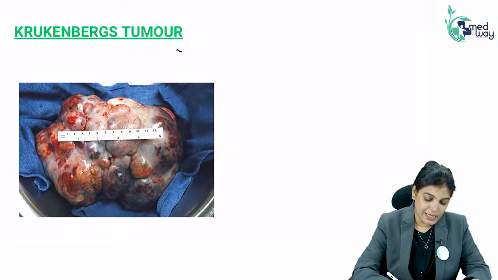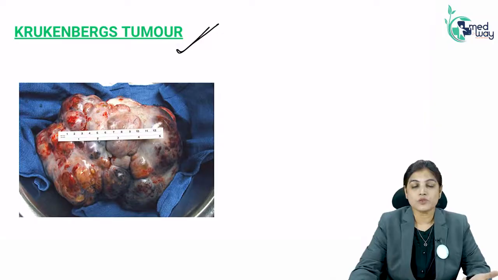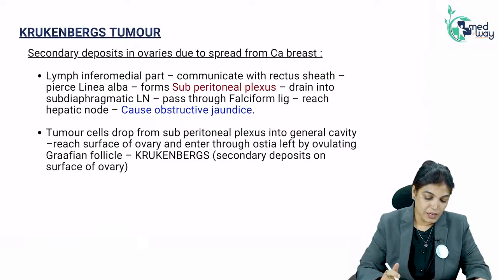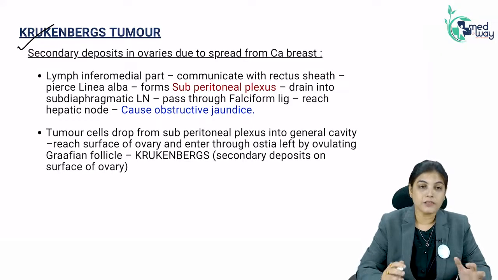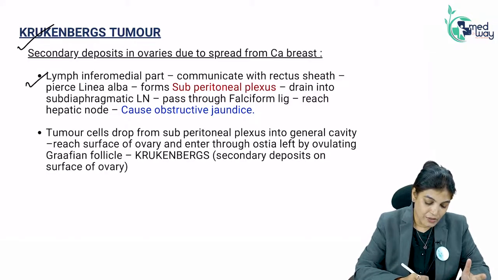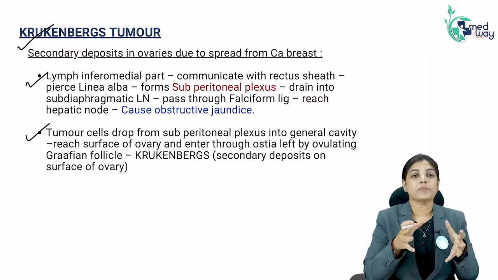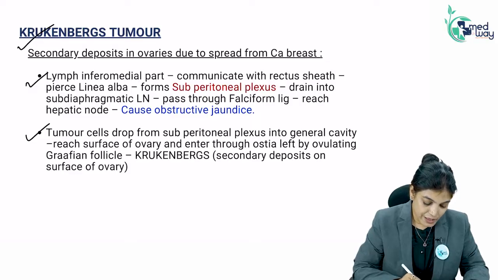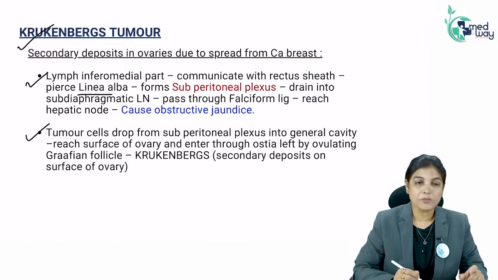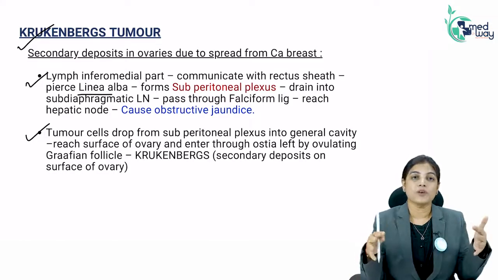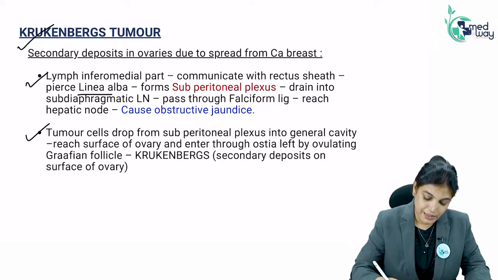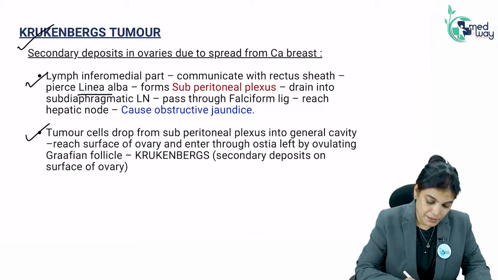I would like to talk about a secondary tumor from a breast cancer source, called Krukenberg tumor. This is an image of the Krukenberg tumor. It is a deposit seen in the ovaries by the spread of carcinoma of the breast. Let me discuss how this spread happens. Lymph from the inframedial part will communicate with the rectus sheath, and thereafter pierce the linea alba, which is the merging of the flat muscles of the abdomen in the midline. From here, it will form the subperitoneal plexus. So what is it forming?